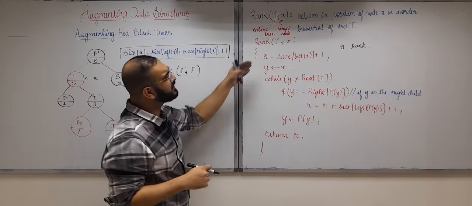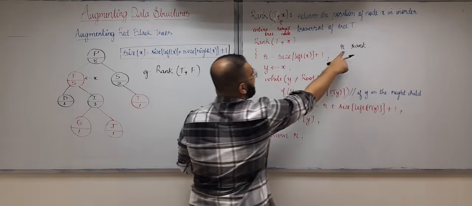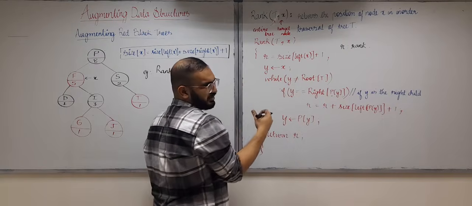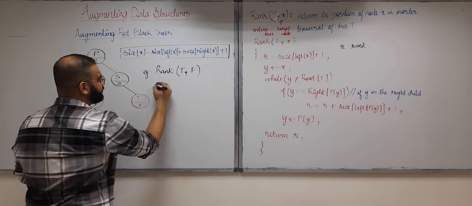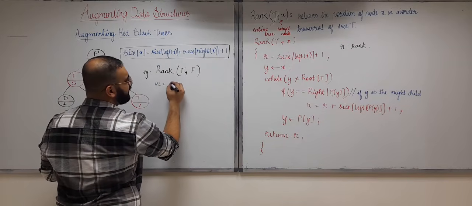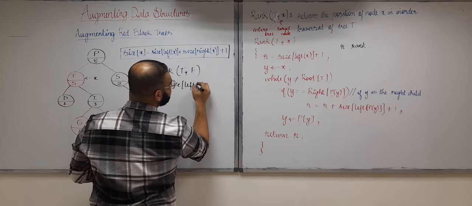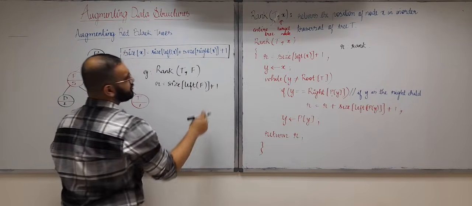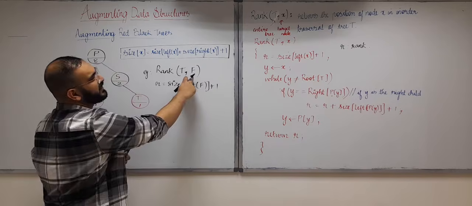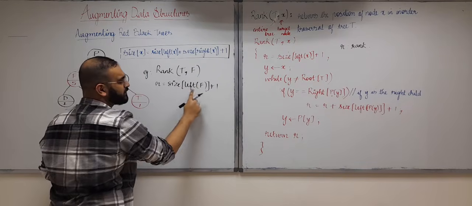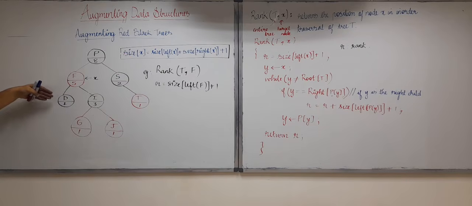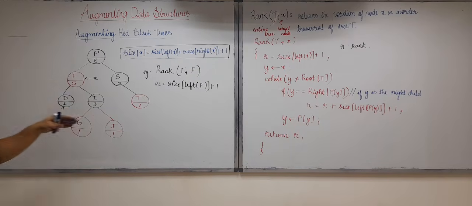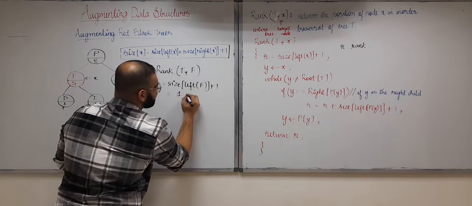For that, let us see what this code says. Here r is the rank of the node x. In the first step, we find the r value, or the rank value. It is equal to size of left of x plus 1. Here it was x, but now our x is f. So size of the left child of f, plus 1. What is the left child of f? It is d. The size of d is 1, so 1 plus 1, right?